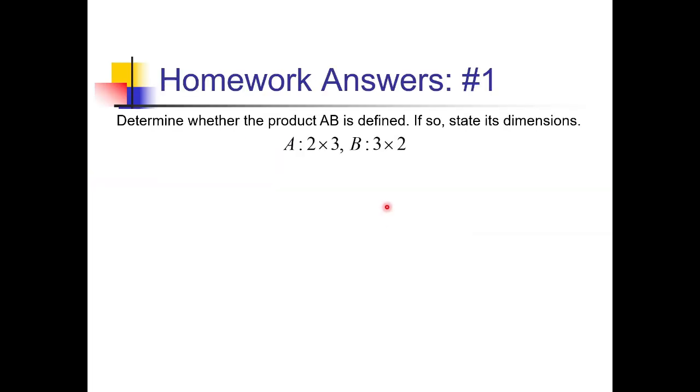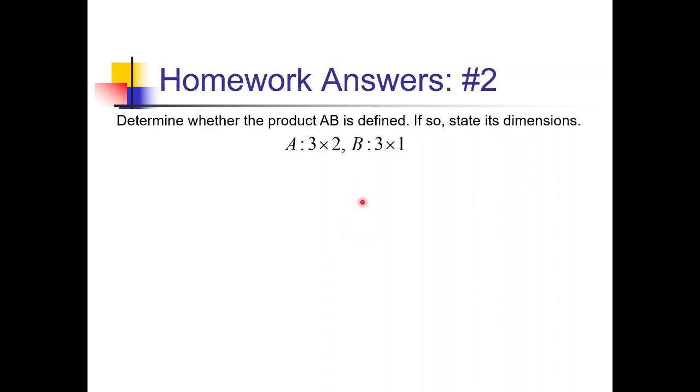For this problem, we're trying to figure out if the product of AB is defined based on these dimensions. Since we have these matching threes in the middle, since the columns of the first and the rows of the second are the same, this will be defined. And that means that the dimensions are going to be the rows of the first times the columns of the second, so 2 by 2.